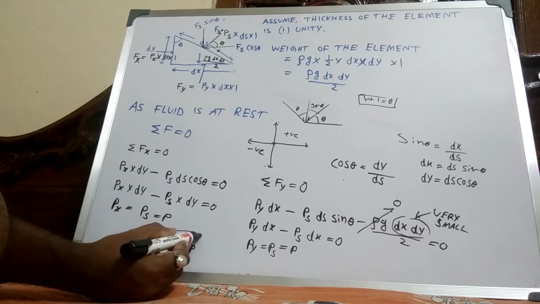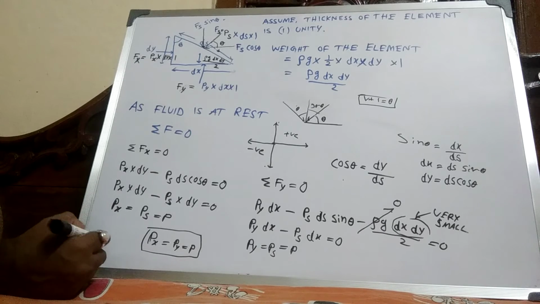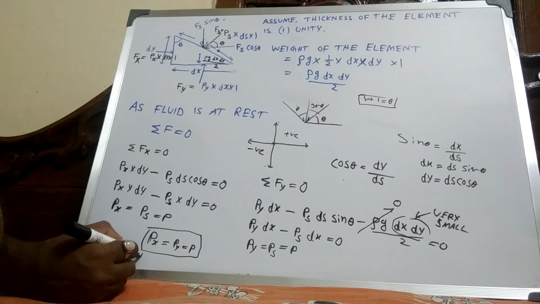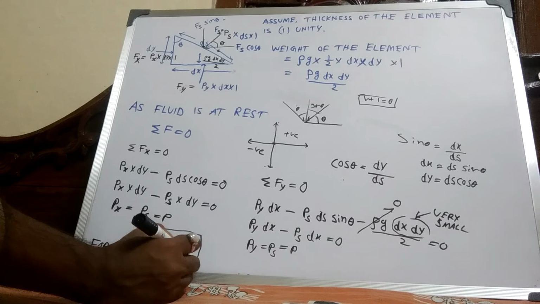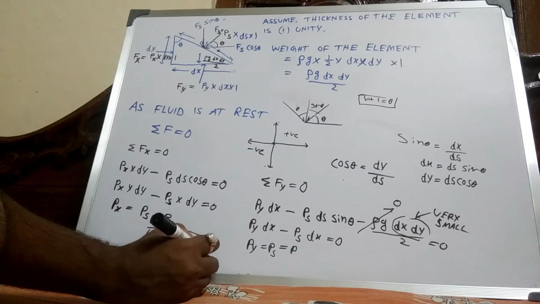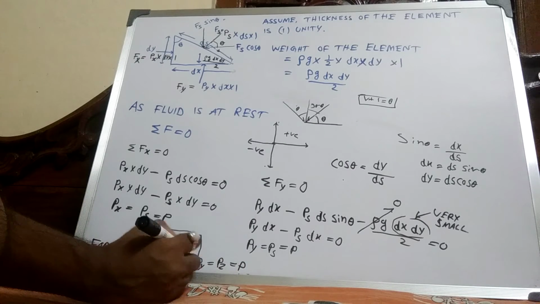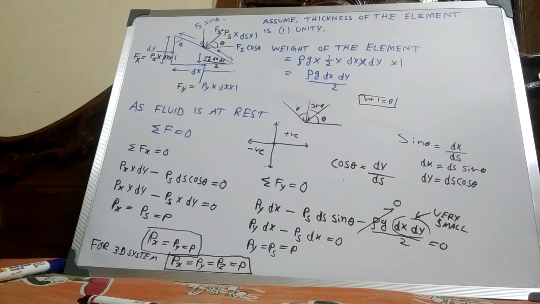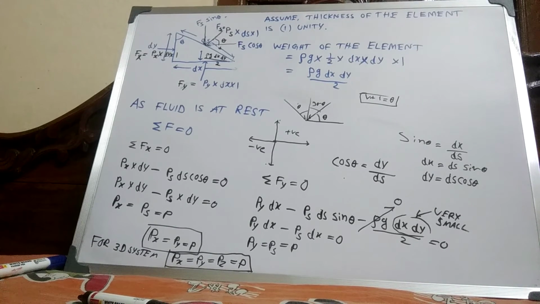Proof of Pascal's law for 3D. For a 3D system, z is also considered: px, py, pz equals p. This is the proof of Pascal's law: pressure at a point in a fluid at rest is the same in all directions.